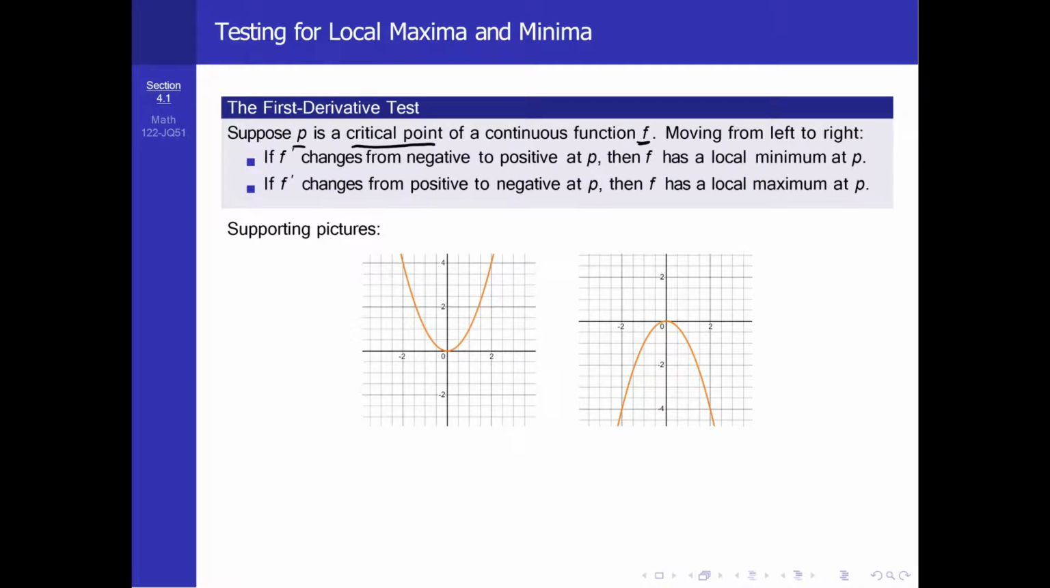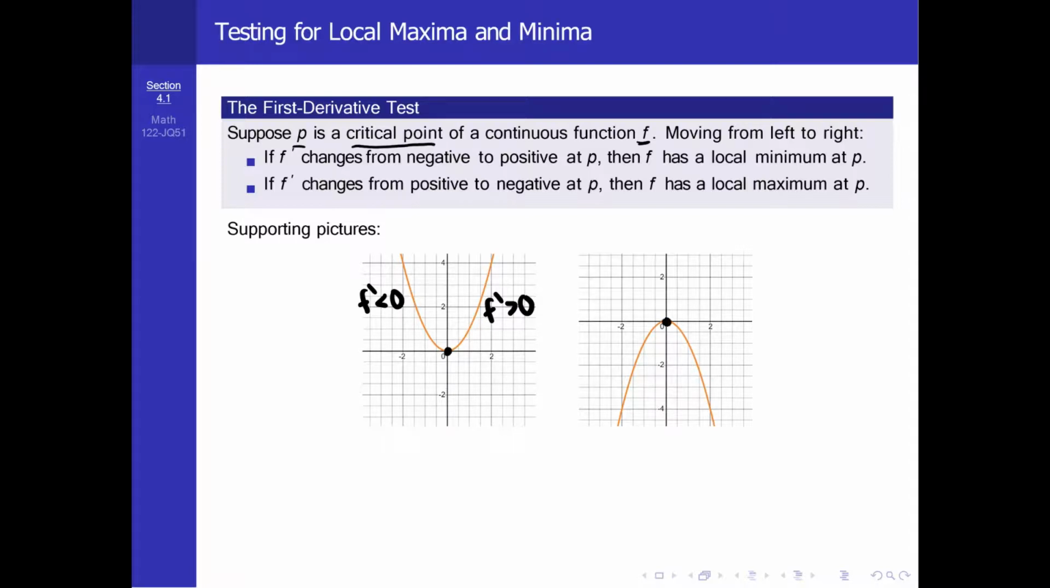So the pictures that are corresponding here, this first picture is a picture of a local minimum. So again, we have a point at the bottom of the valley here. And if you think about it, to the left of that point, the first derivative is going to be negative because my function is decreasing. And to the right of that point, the first derivative is going to be positive because my function is increasing again. And the fact that the derivative is changing from negative to positive is exactly why I have a local minimum there. So this is one way to check to see if I have a local minimum.